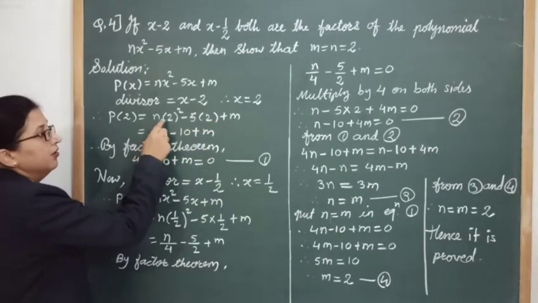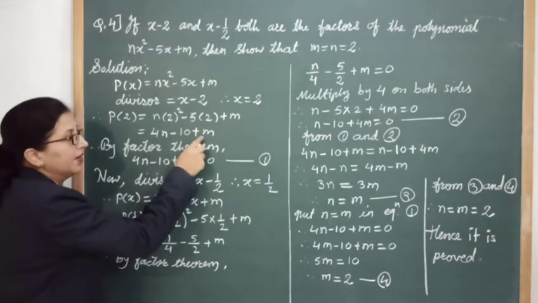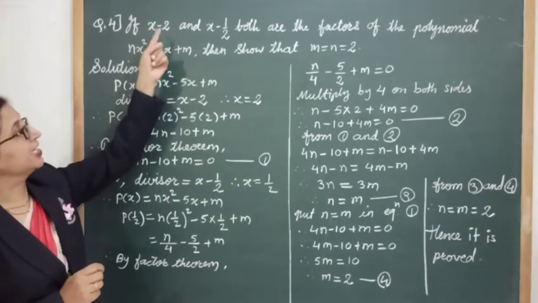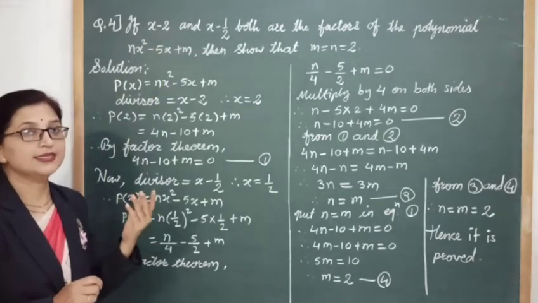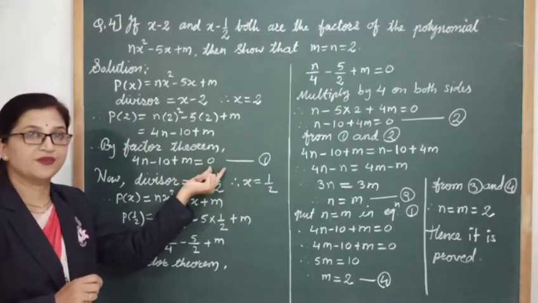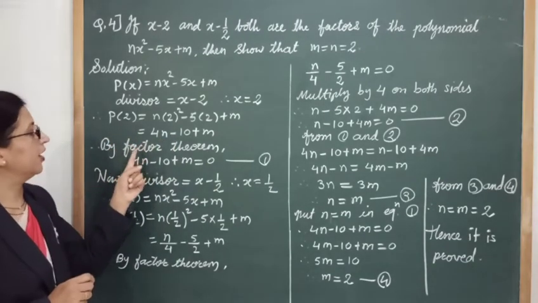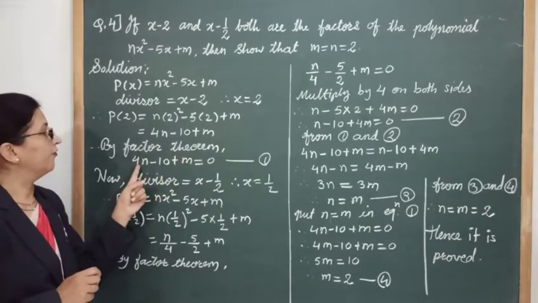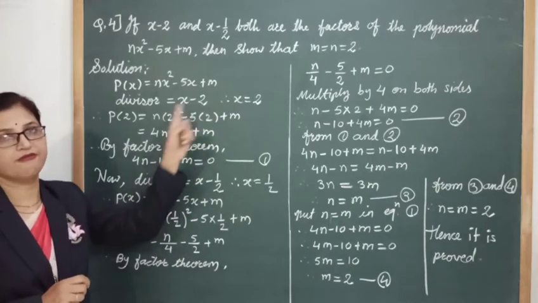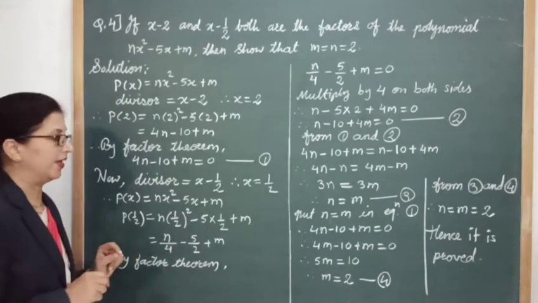Now here, the polynomial is nx square minus 5x plus n. It is clearly mentioned that x minus 2 is a factor. As it is a factor, the remainder is 0, which means the value of this polynomial is 0. So by the factor theorem, 4n minus 10 plus m is equal to 0, because it is a factor of the given polynomial. Let's call this equation 1.